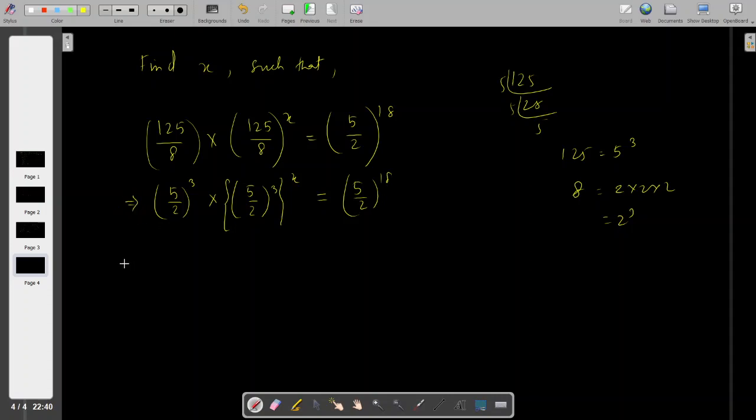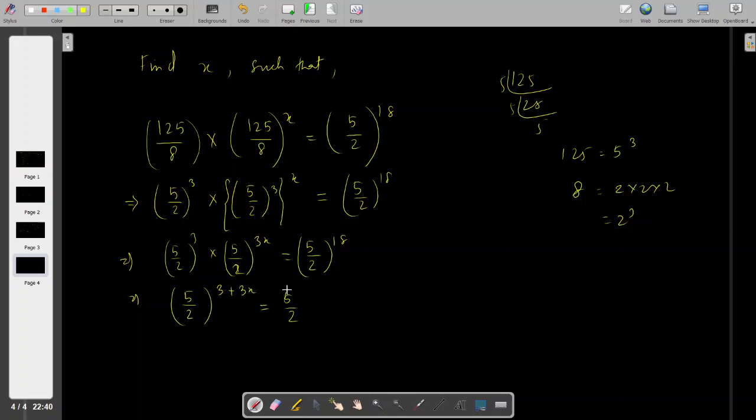So (5/2)^3 into (5/2)^(3x). Your powers will get multiplied, 3 into x will be 3x. Then (5/2) is equal to 18. On the left hand side it is multiply, so powers will get added. So (5/2) to the power 3 + 3x is equal to (5/2) raised to the power 18.